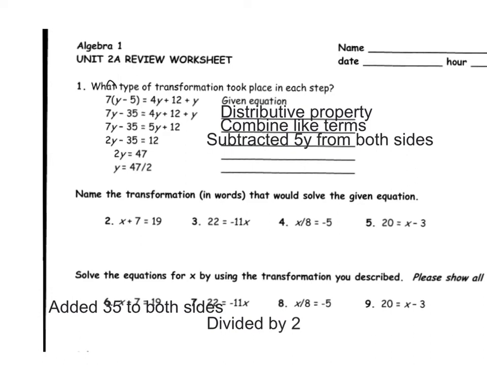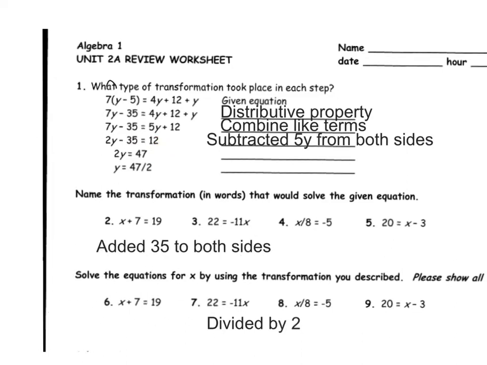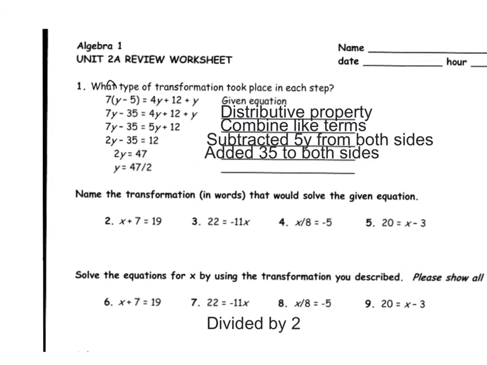Then I look at this step right here and say, how did they get from here to here? It looks like they added 35 to both sides. They were one step away, and I'm asking, how did they go from here to the finished answer? To isolate y by itself, they would divide by 2. So our final step is divide by 2.